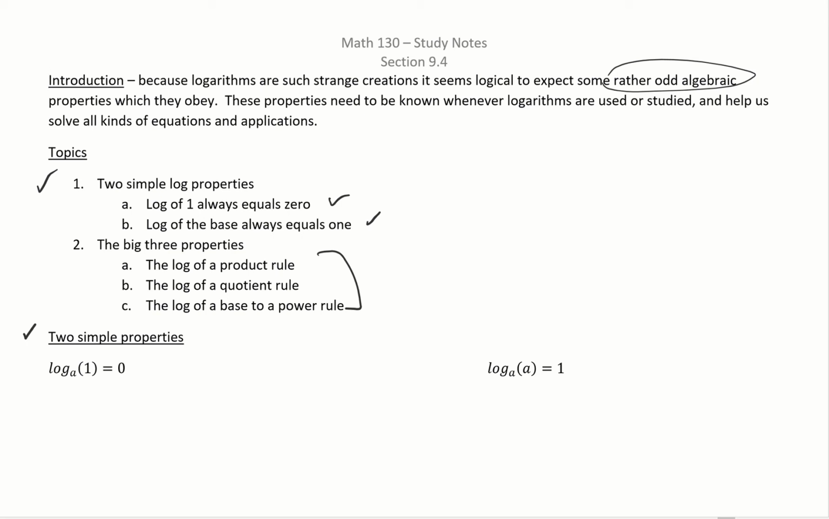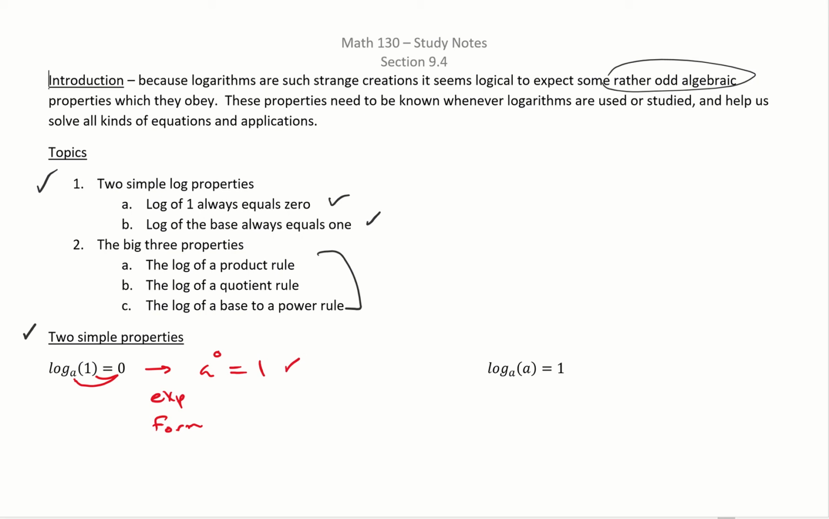So it says log base a of 1 is always 0. Why? Let's write it in exponential form and see if it's true. A to the 0 is 1. Do you agree with that? You do? Great. It's true.